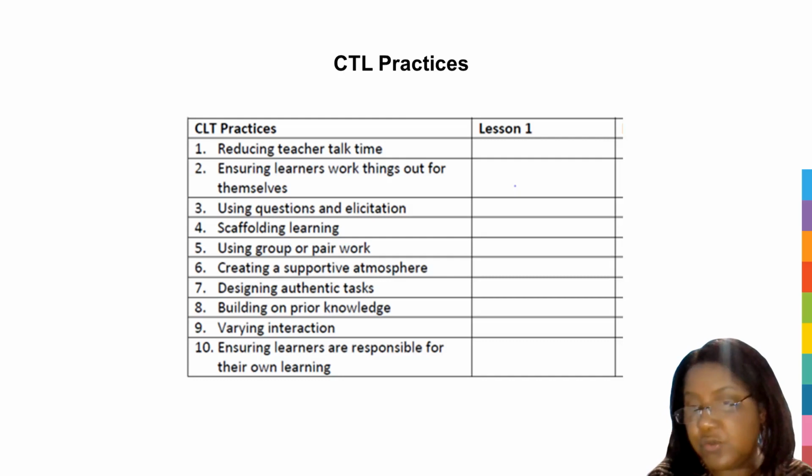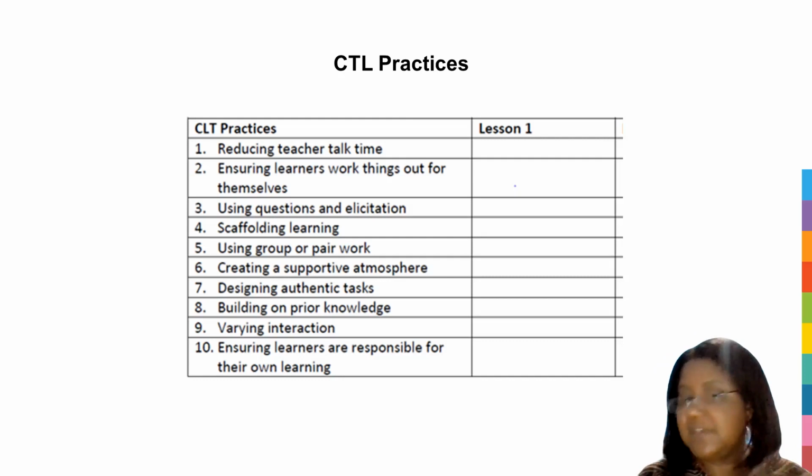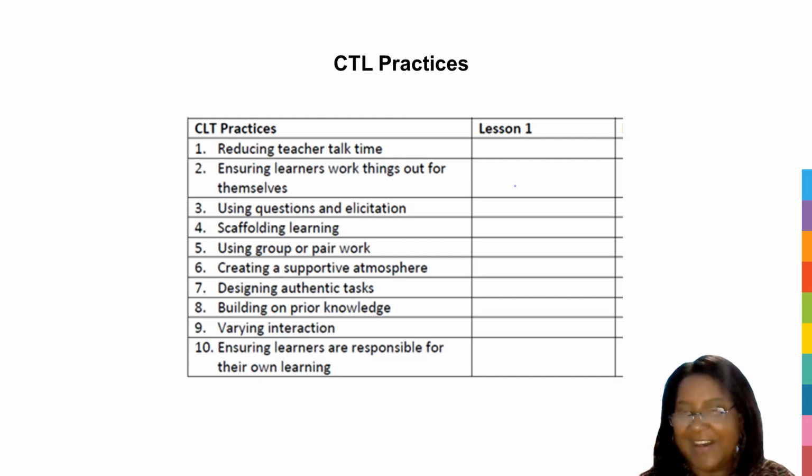You need to design authentic tasks. So if you're going to take a text, for example, it should be something that the students can identify with, something very current. If you talk about TikTok or gaming, or anything like that, they can relate to it. So when you select a task, a text or a visual, it should be something they will be able to identify with.